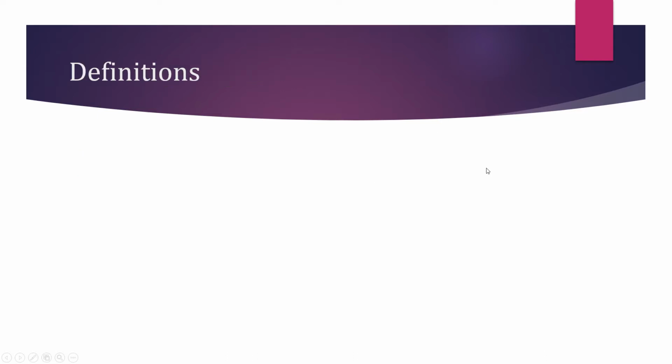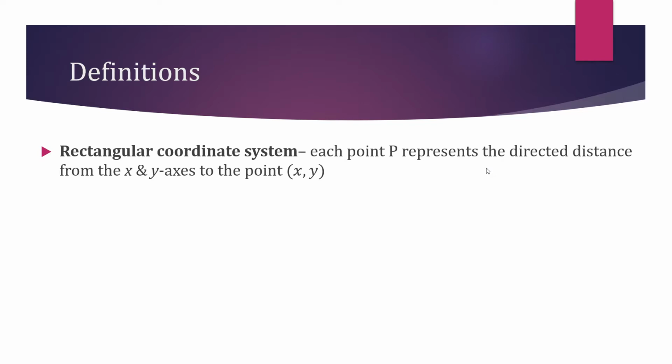Let's start with a few definitions. In the rectangular coordinate system, that is the coordinate system that you are used to, every point P represents the directed distance from the x and y axes to the point, right? The x coordinate tells you how far to go along the x-axis, the y coordinate tells you how far to go in the y direction, and you end up at your point.